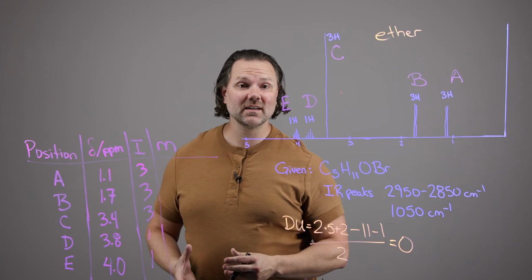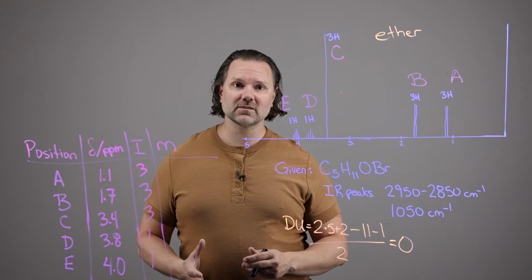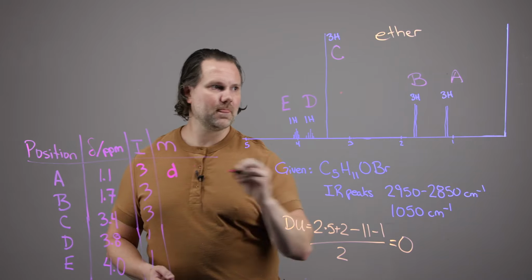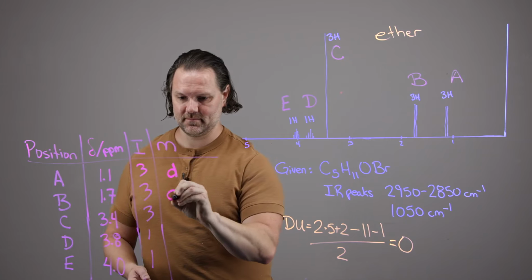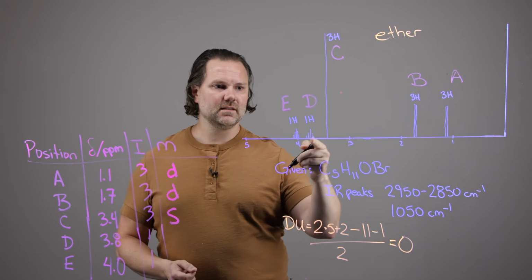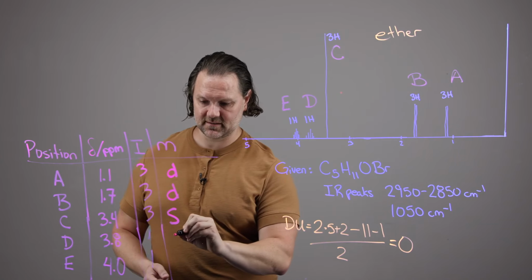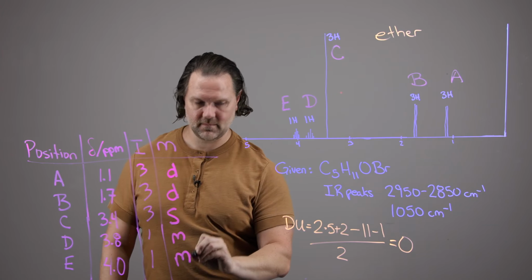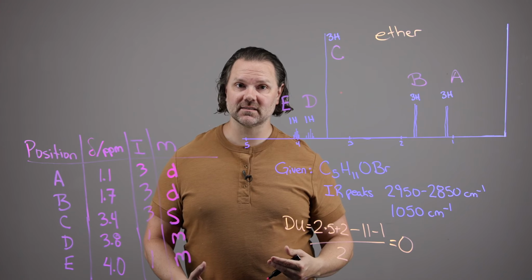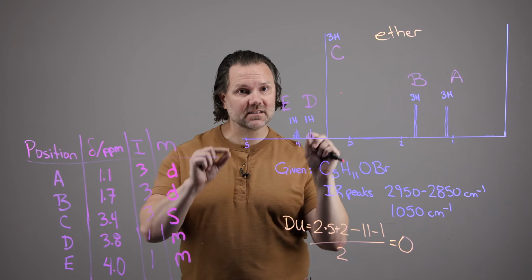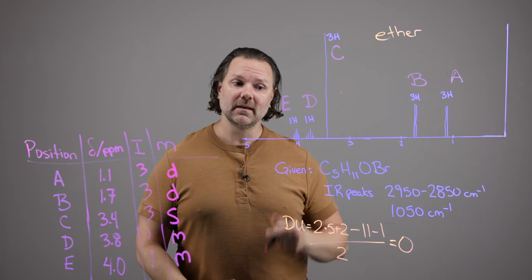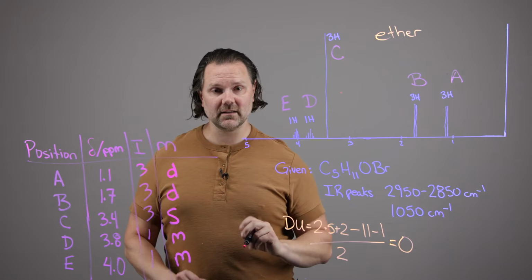Okay, now we can try and determine our multiplicity. Let's look at our spectrum. A is a doublet, B is a doublet, C is a singlet. D and E are multiplets, and if we look carefully, they appear to be quintets. Now, there might always be additional peaks that are just too small to detect. So you have to be careful about making the assumption, but they do appear to be that. So we'll make a little note for ourselves.